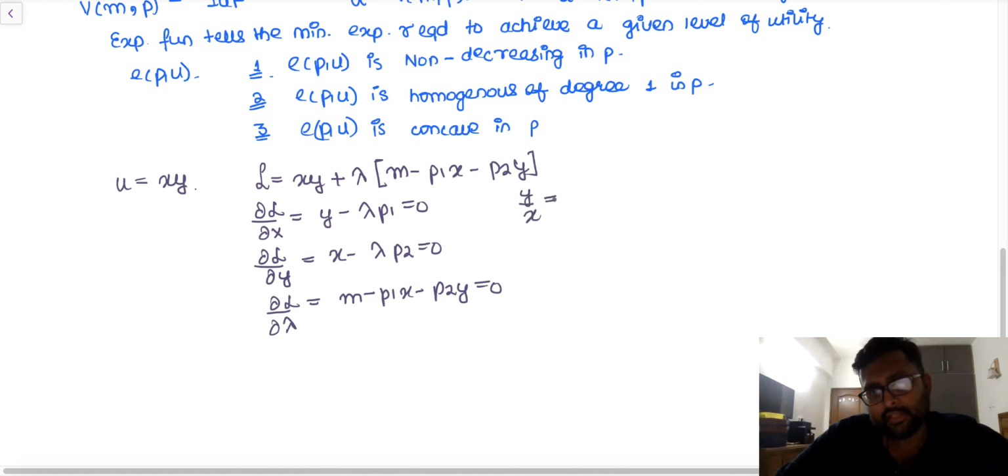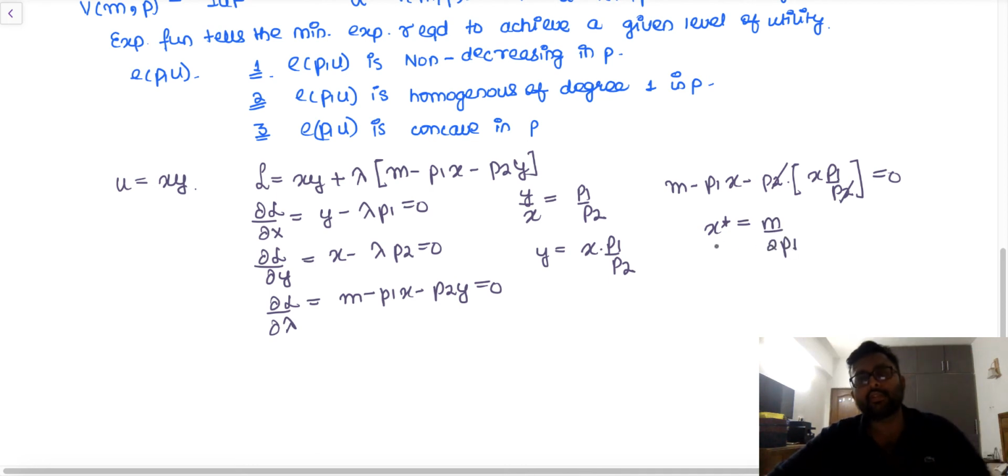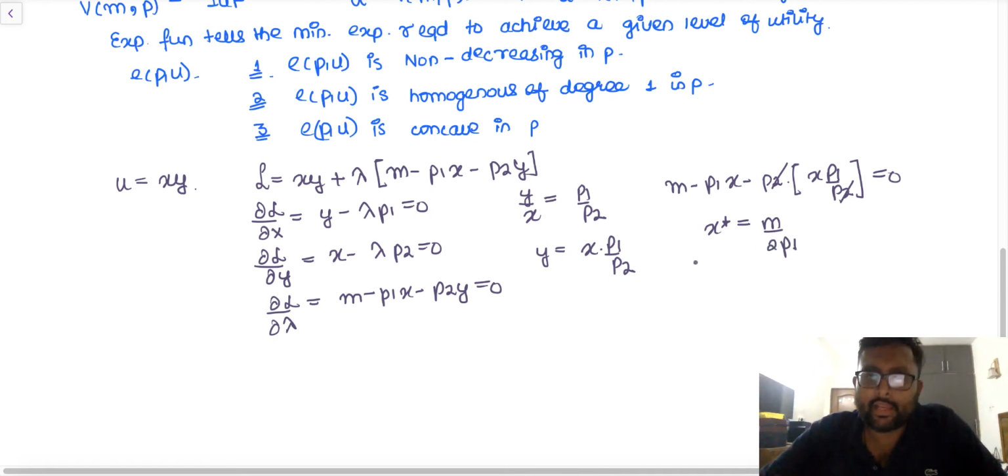You divide the first by the second, and you get y equals x p1 by p2. You substitute it into the third, the budget constraint, and in place of y, you write x p1 by p2. So x star comes out to be m by 2 p1. This is the Marshallian demand for good x.